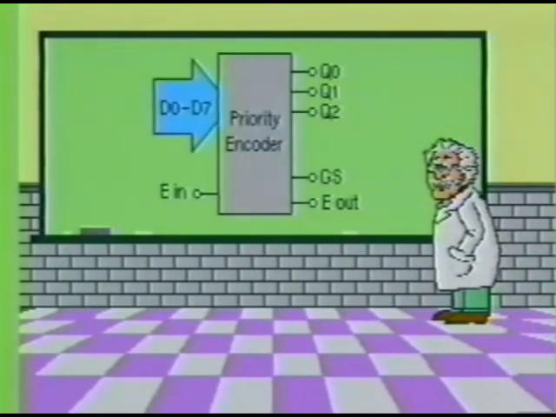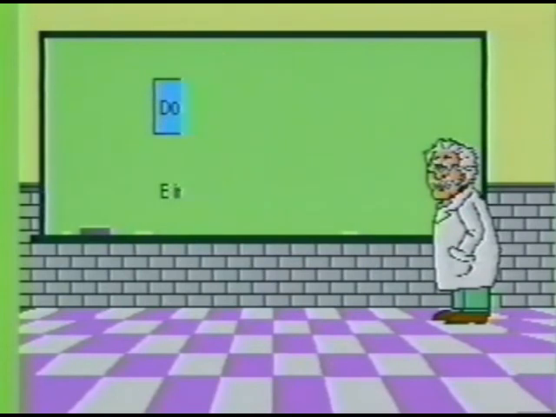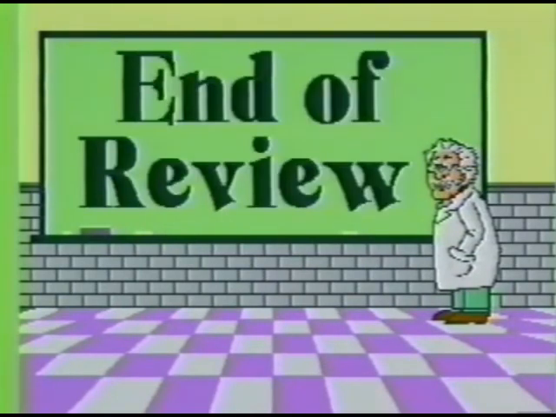Since it is typical for more than one peripheral device to send a request for service at the same time, a circuit is required to determine which device should have priority and be serviced first. This is accomplished through the use of a priority encoder circuit. This concludes review number 2. Next, we will examine a typical I/O integrated circuit.